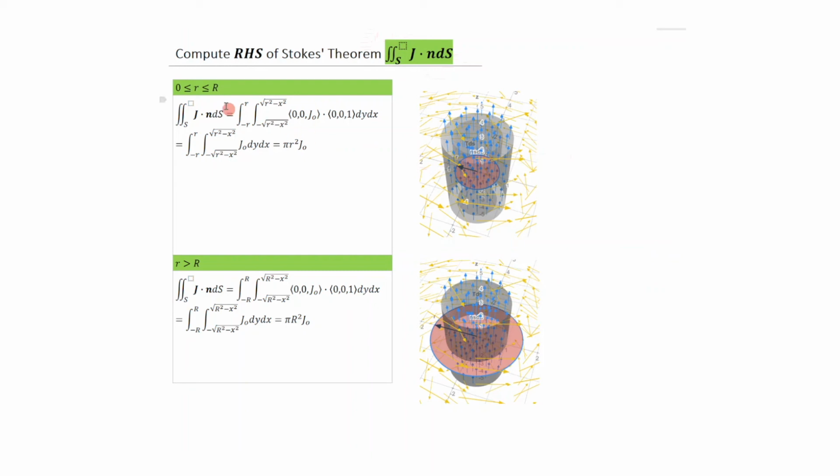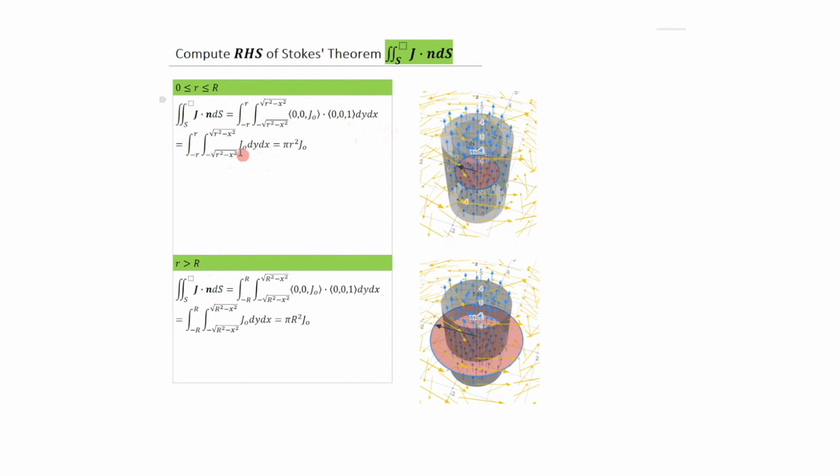So we have to consider 2 cases. The first case is for radius r less than capital R, which is the exterior perimeter radius of the cylinder in which a current flux density exists, and then exterior to that region. So in this case, J dot ds would be, and this we've just done in Cartesian coordinates, J is 0, 0, J naught, which is in the z-hat direction, and n ds will be just 0, 0, 1 dy dx. This is basically pointing in the z-hat direction. This is the differential surface area vector.